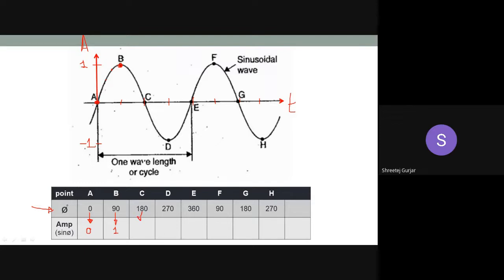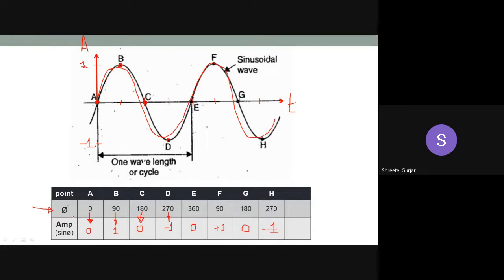At point C, at sine 180, what is the value of sine 180? Looking at the curve, you can answer. 0. Correct, it is 0, that I will mark over here. Next, 270? -1. Correct, so -1 is here. You just go on joining like this. Again it will be 0, then +1, then again 0, and so on. So this is forming a sine wave.